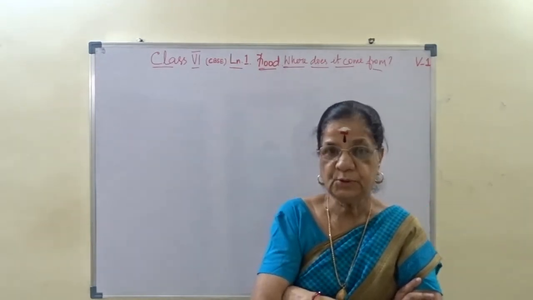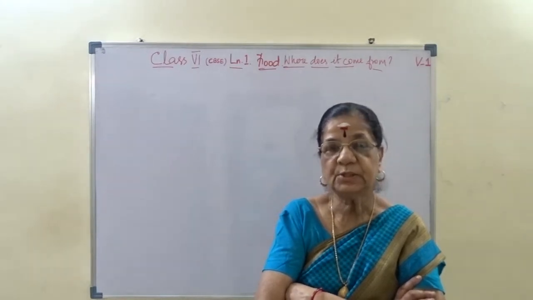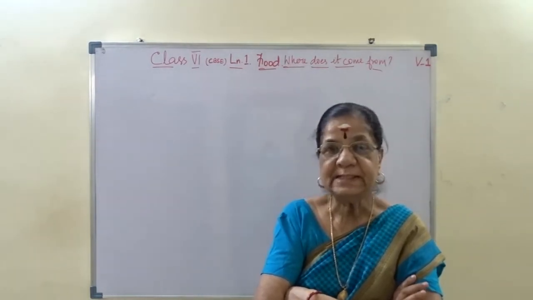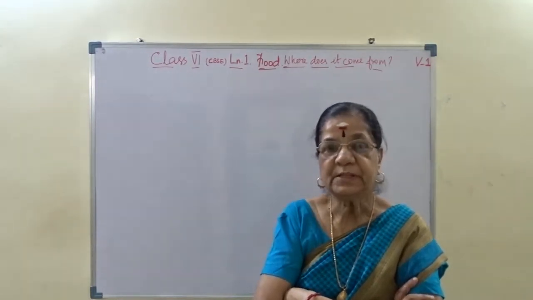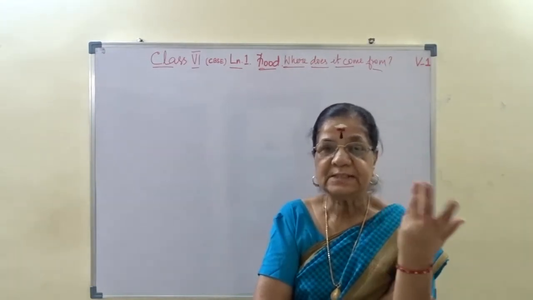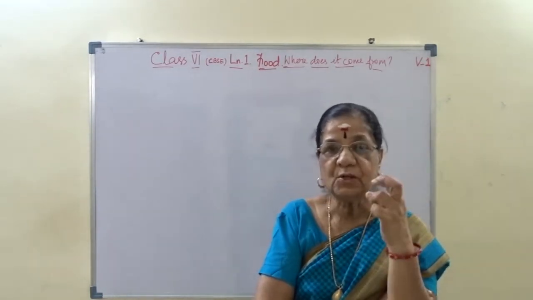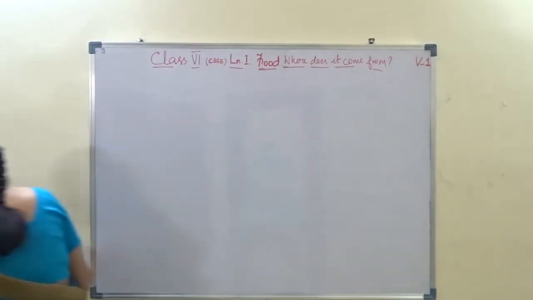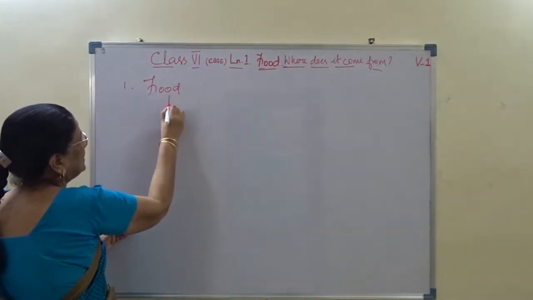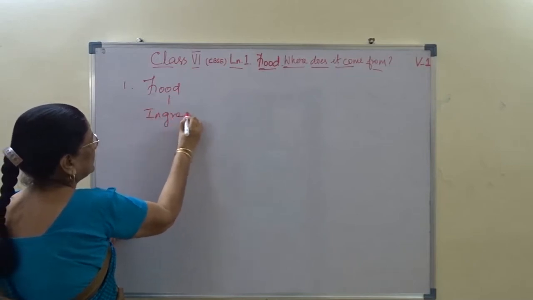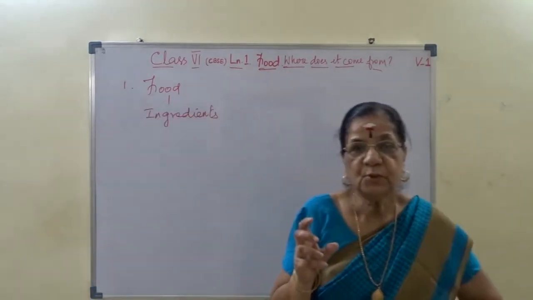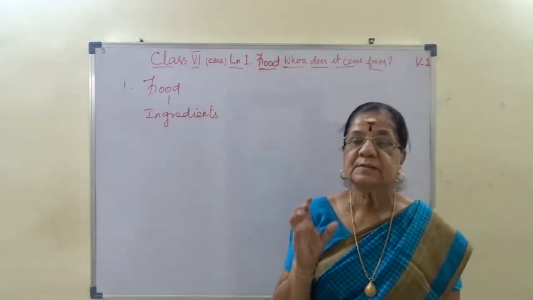Now this food, what is it? What are we eating today as breakfast? Most of you eat idli or dosa. Idli is made up of rice and dal. The food item that you are eating contains ingredients.